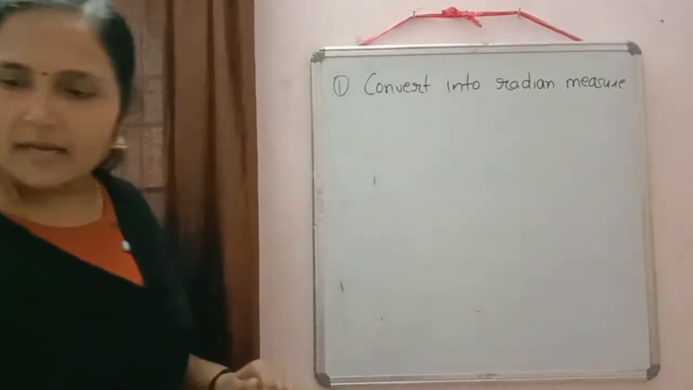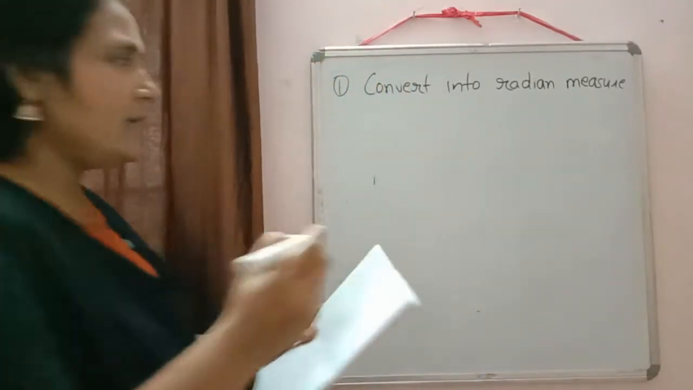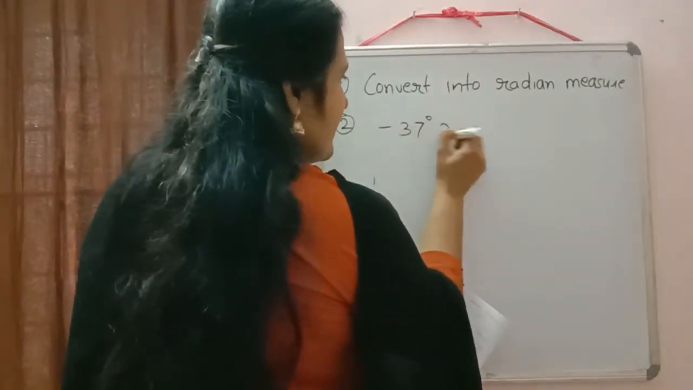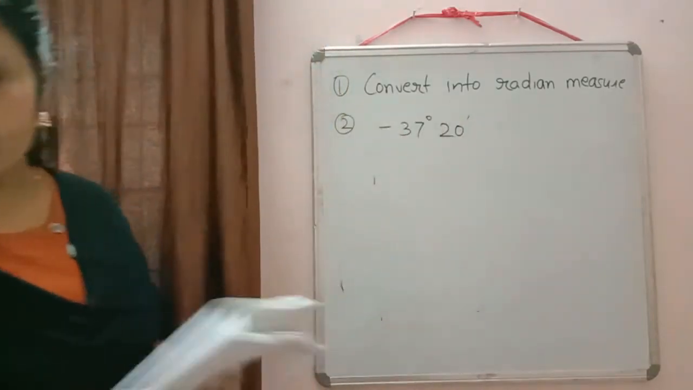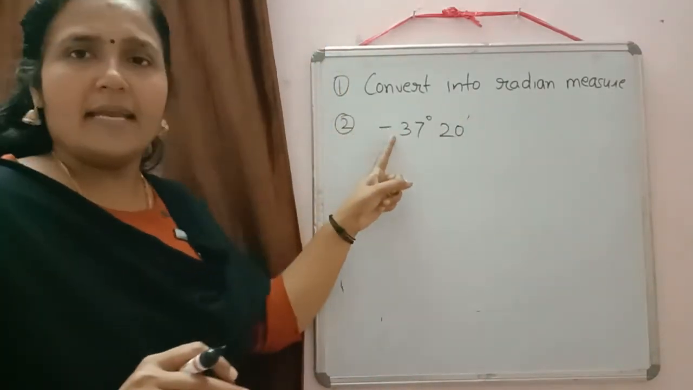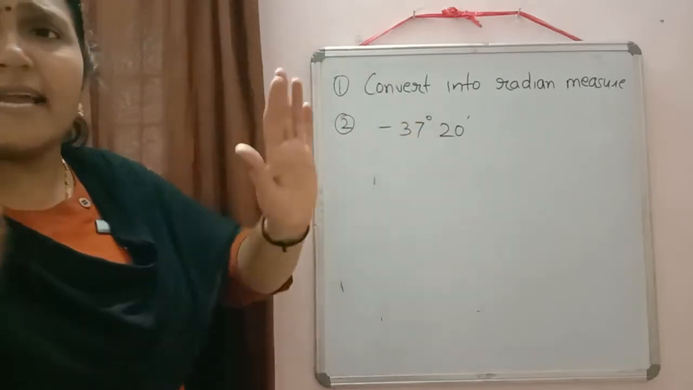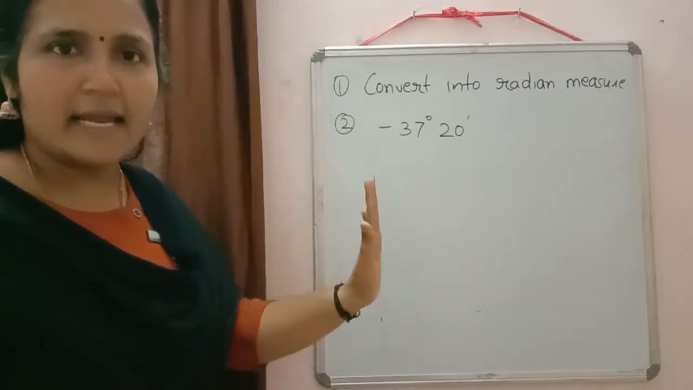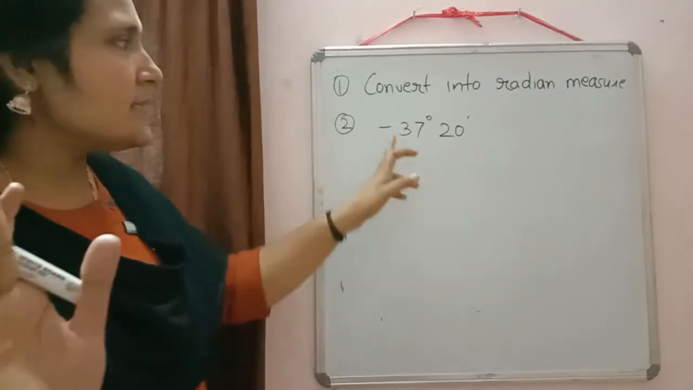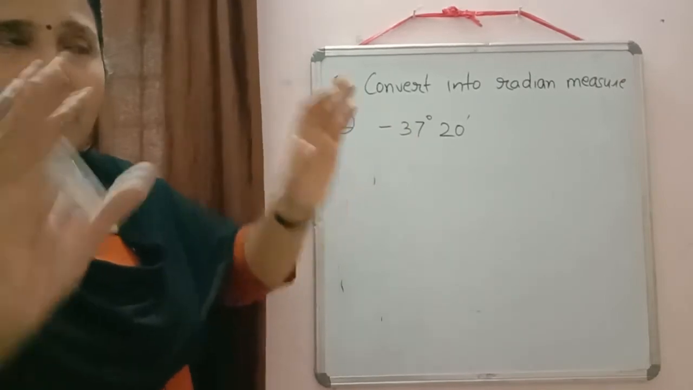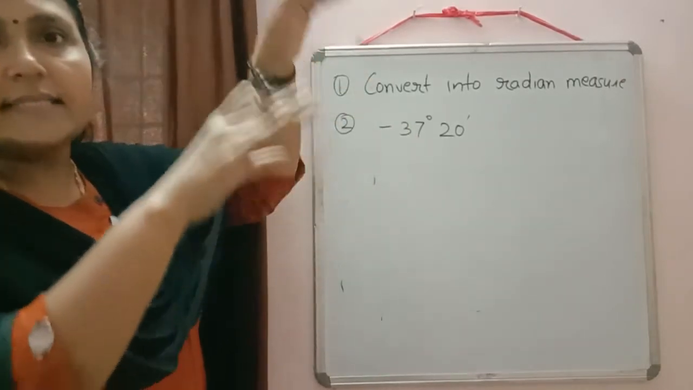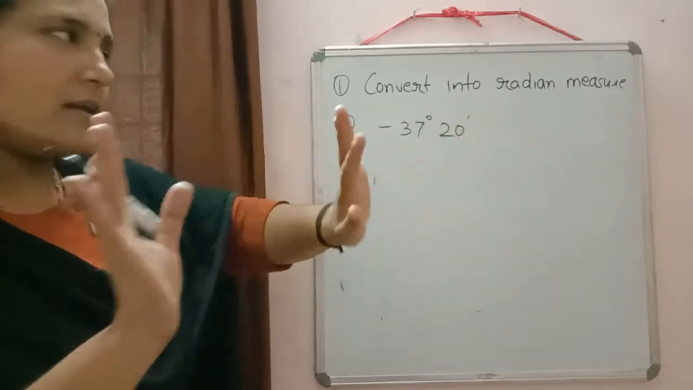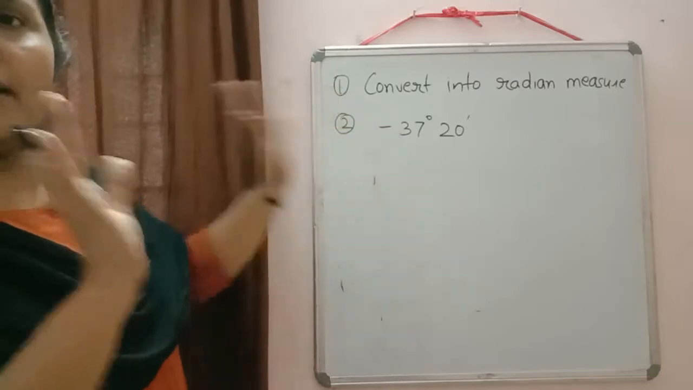Now the second question, minus 37 degree 20 minutes. Here, this negative doesn't mean that 37 is a negative number. The negative sign indicates that the angle is negative. Correct? It is not necessary that this number is negative. We are moving in the clockwise direction, that is the meaning. It's not that this is minus 37 degree. Keep the minus aside when you are doing the calculation.